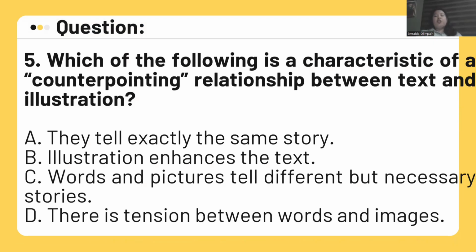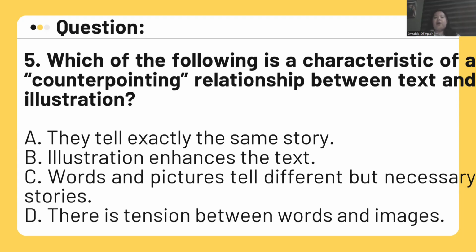Okay, so which of the following is a characteristic of a counterpointing relationship between the text and illustration? A. They tell exactly the same story. B. Illustrations enhance the text. C. Words and pictures tell different but necessary stories. Letter D. There is a tension between the words and image.